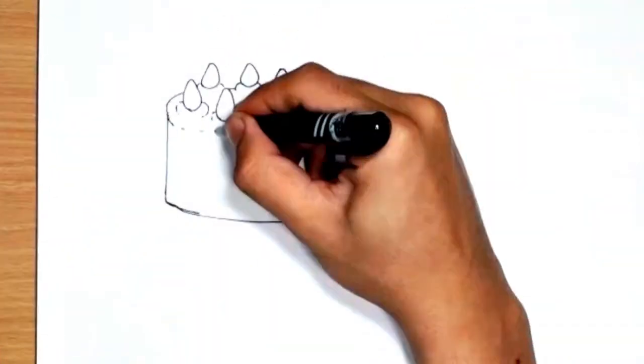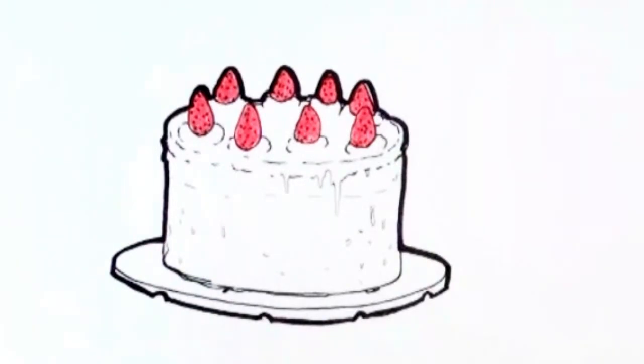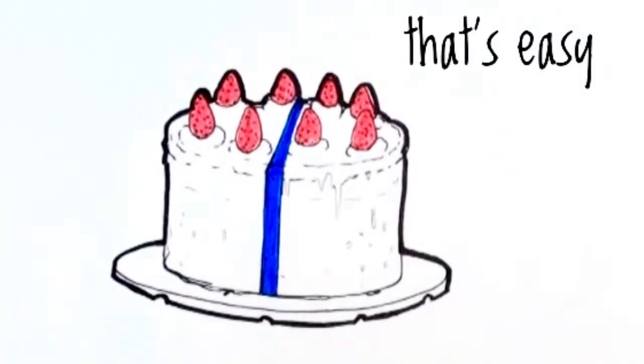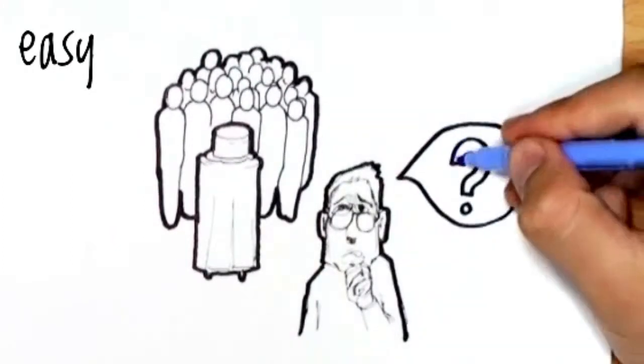Let's look at this in practice. If I give you a cake to share with your best friend, how much does each of you get? If you're nice, each gets a half. That's easy. But what if you're with your whole class of 20? You each get a 20th?